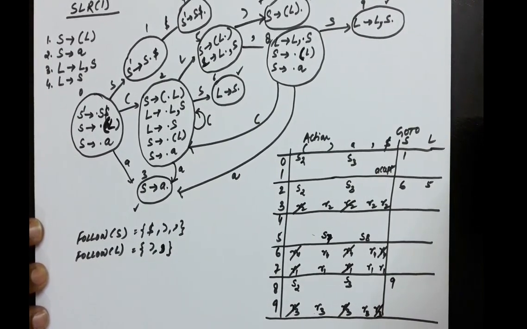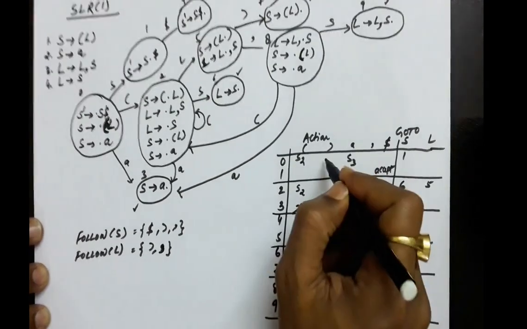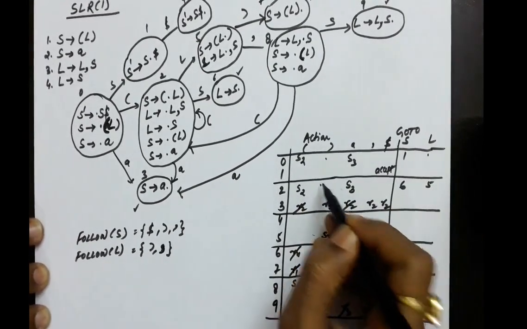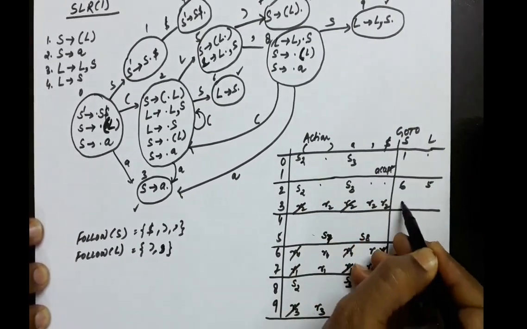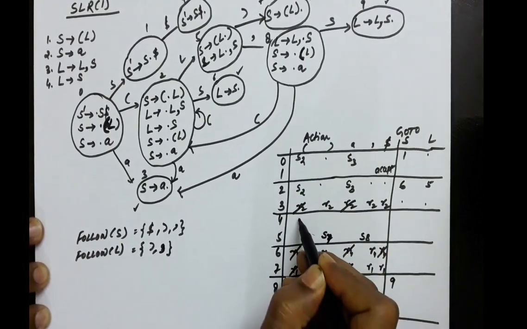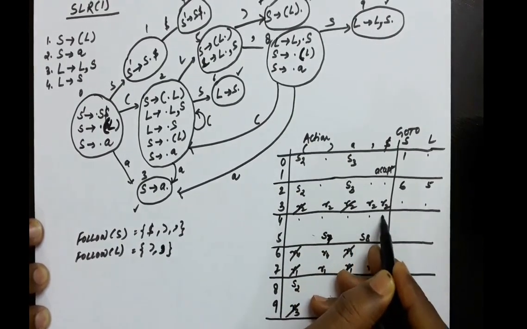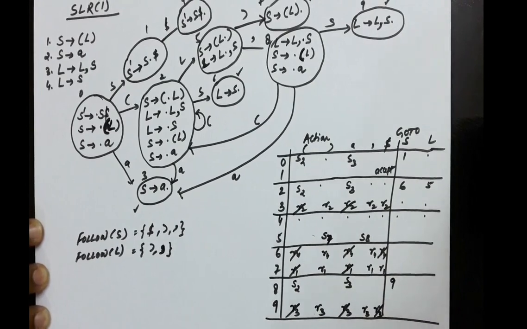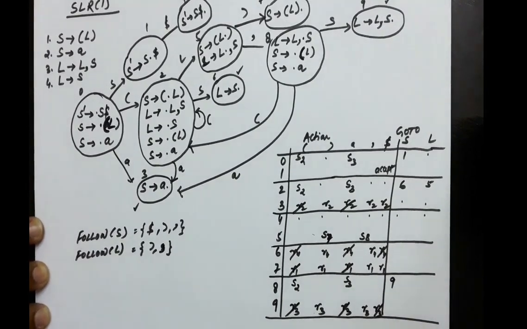We have discussed it earlier also. Whenever we are going to create the parsing table, the blank entries in the parsing table are telling us the errors. While doing the parsing, if these entries do appear, it means that we have an error and the string given to us is not according to the grammar.